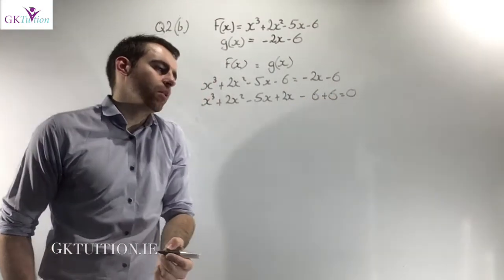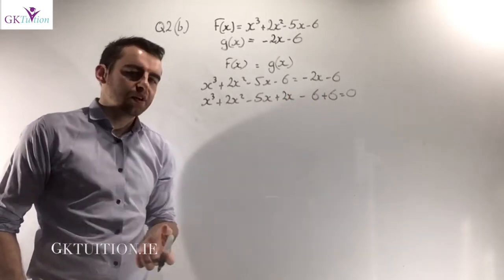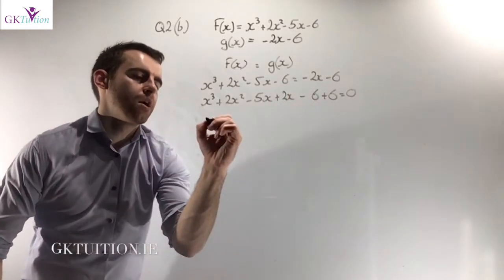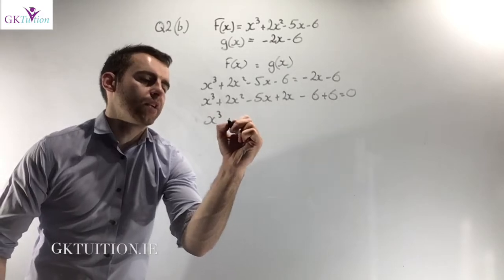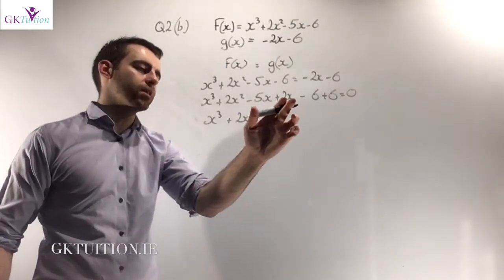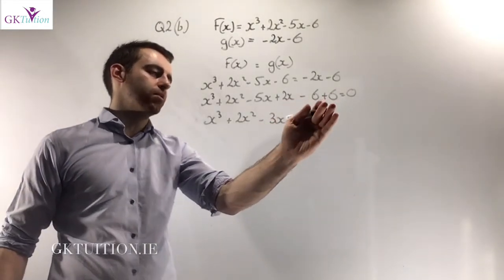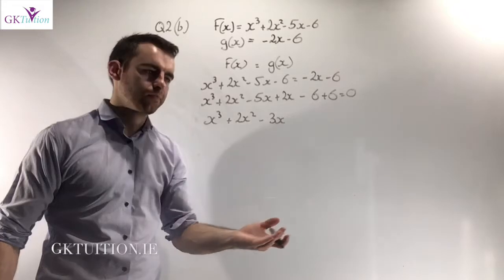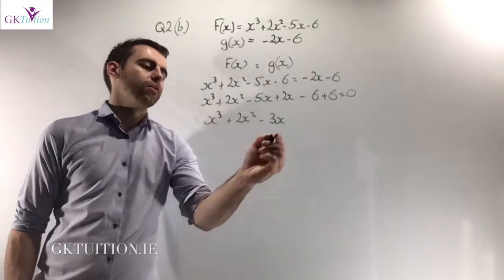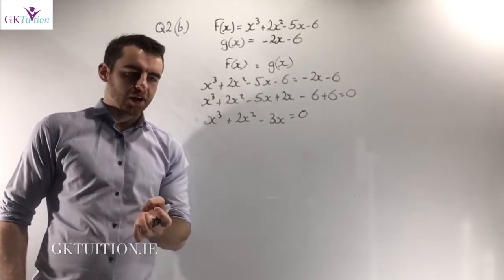If I add 6 to both sides, I notice now that I've got minus 6 plus 6, they're going to cancel. So this makes life a little bit easier. I have an x cubed, I have an x squared, and then I can group these terms. I have minus 5x plus 2x, which is minus 3x, and minus 6 plus 6 is just 0, so it's gone. Now, you should realize that this is equal to 0. Now I need to factorize and solve this.